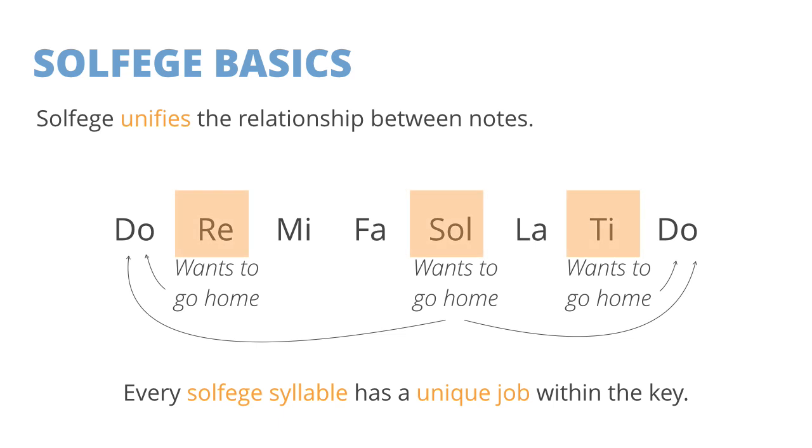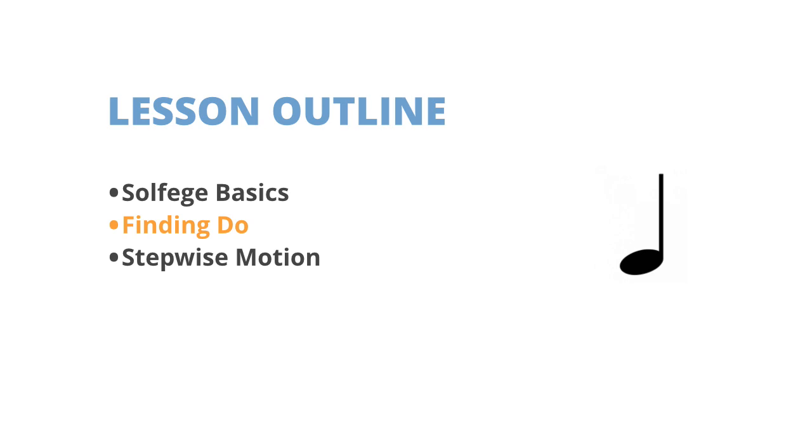Re, so, and ti will leave things feeling somewhat unfinished. You really can't end a song on those syllables. They want to get back to do. They want to go home. When we get to the exercises, you'll be able to listen to some examples of this. So now let's talk about how to find do.